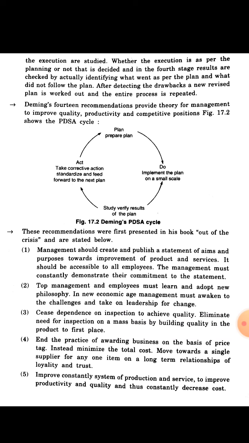So here the Deming PDSA cycle is given. First a plan is prepared, then do: implement the plan on a small scale. Third is study and verify the result of the plan, and fourth is act: take corrective action, standardize, and lead forward to the next plan.